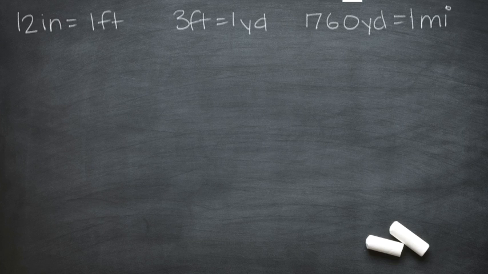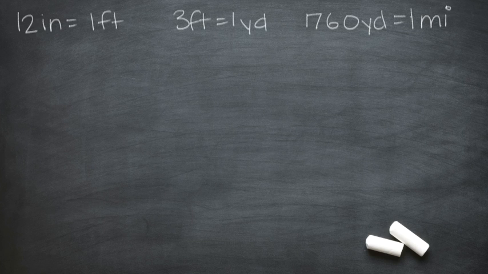Okay, so the difference between metric and imperial is that imperial is not a base 10 system, so we need to know what the conversions are between each different type of unit. So for example, we know there are 12 inches in 1 foot. So that's an equivalency that we then use to move between different units.